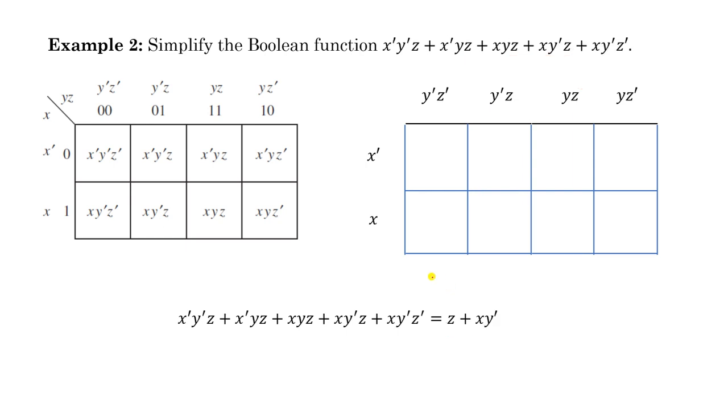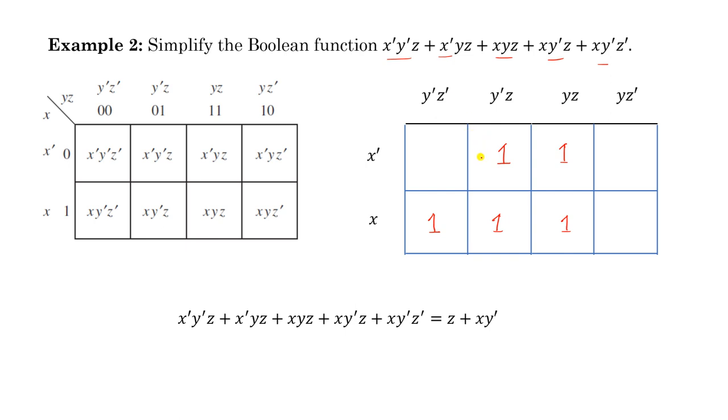Now look at another example. X dash y dash z, this is 1. Second one, x dash y z, this is 1. X y z, this is 1. And x y dash z, this is 1. And finally x y dash z dash. So 5 terms are there, 1 2 3 4 5. So 5 ones are there. Now we have to form blocks.